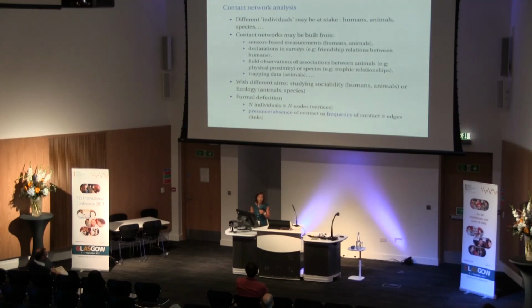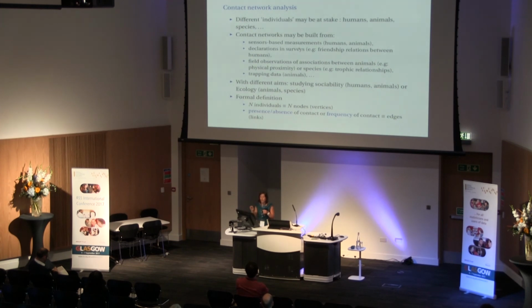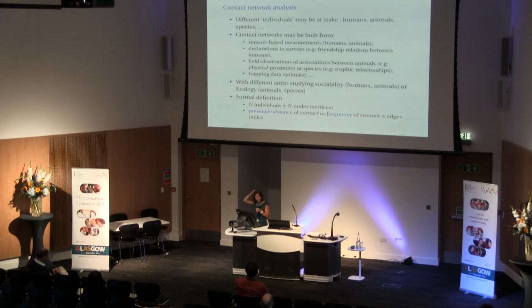So the top class data would be sensor-based measurements, where you have some chips that you put on the animals or even humans. They carry a device like that, and you follow the activity of this individual through space, and you can record interactions between two individuals. But you can also use declarations in surveys. For instance, if someone tells you, okay, my friends are this one, and this one, this can also be used as data to construct this type of social networks.